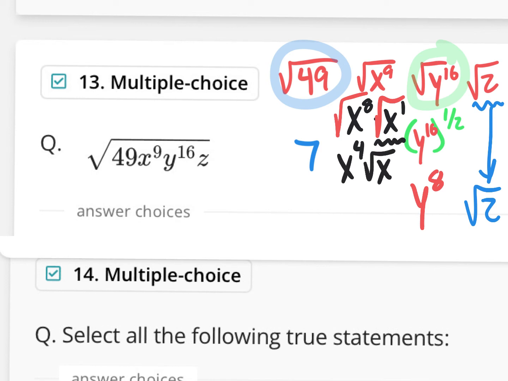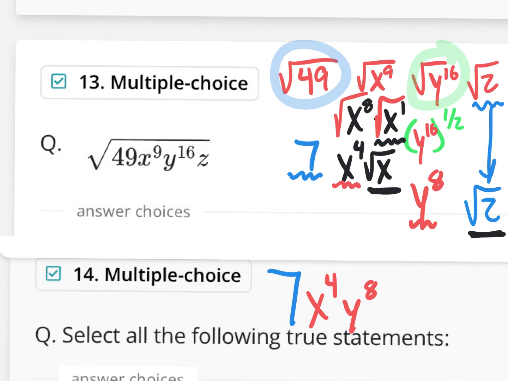So what we have here really is the first part of our answer is 7. Let me write that down, 7. Then we're going to move on to x to the 4th, and also y to the 8th. And finally, our square roots put together, the square root of x and the square root of z, is going to be written as the square root of x and z together. So there's your final answer.